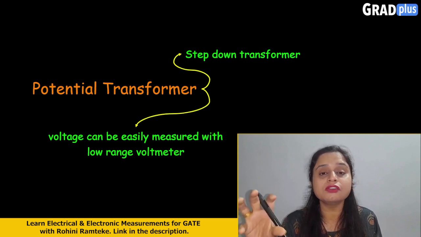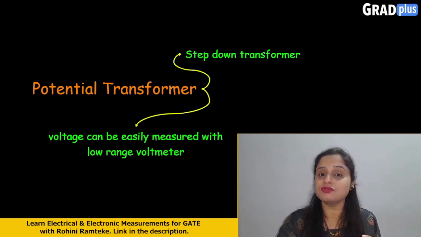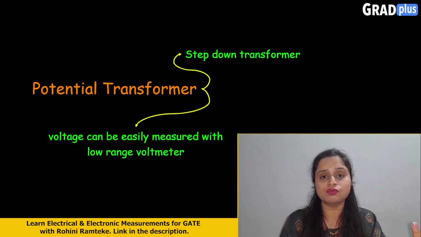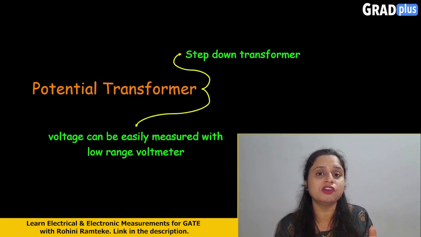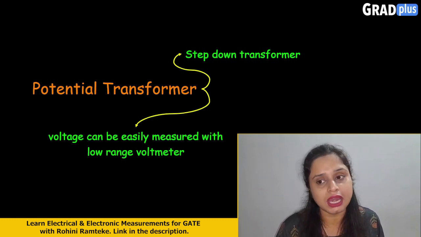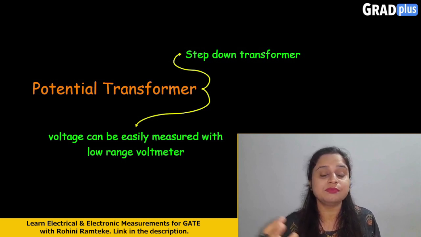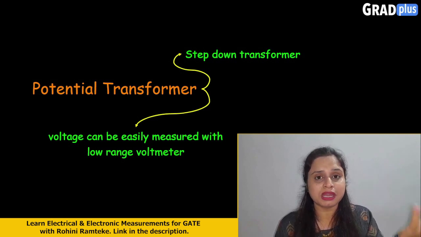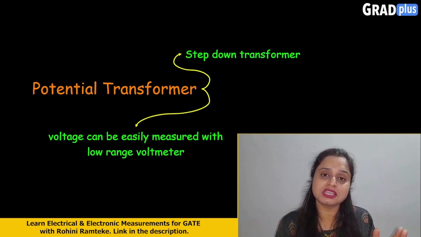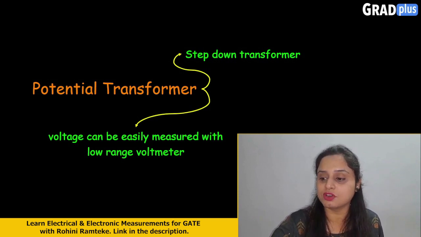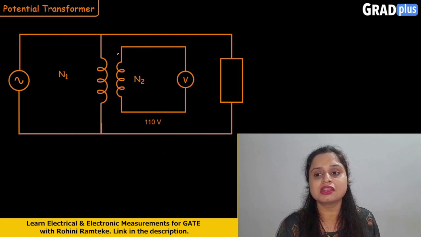Whatever voltmeter we are connecting here, in conjunction with that we connect the potential transformer, so that a higher amount of voltage can be measured with the help of the low range voltmeter which we use in labs. It is also known as the step down transformer because here the voltage levels are stepped down. On the primary side the voltage is higher, and on the secondary side the voltage is lower. The circuit diagram will be like this. This is your primary side and this is your secondary side.